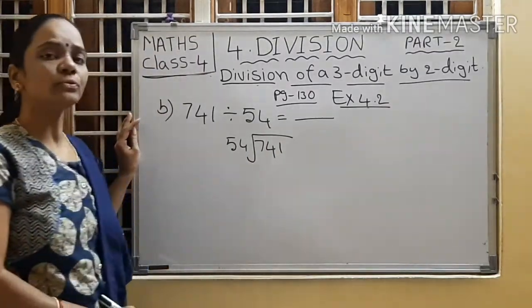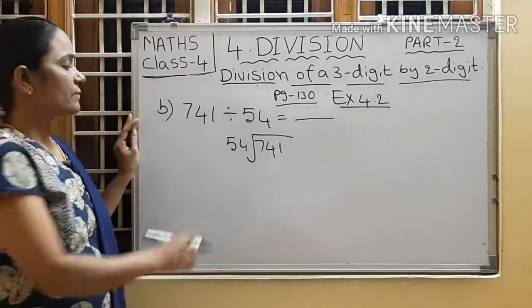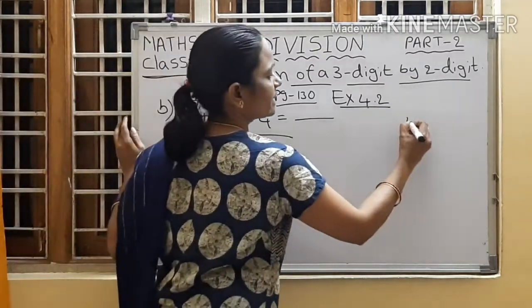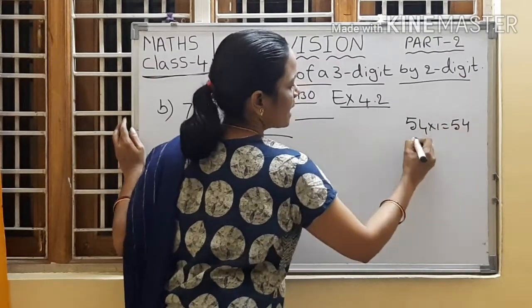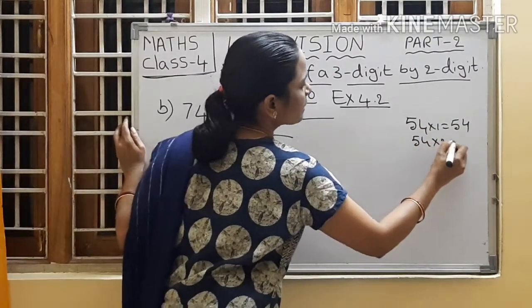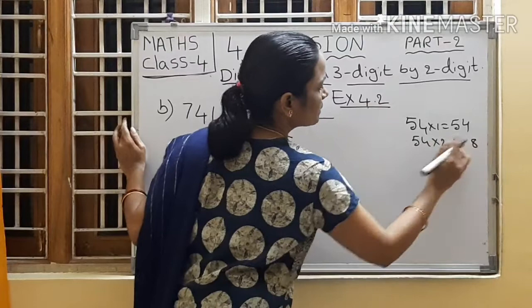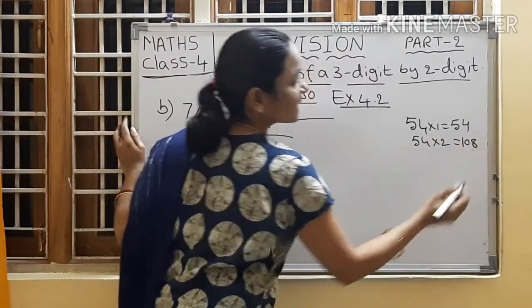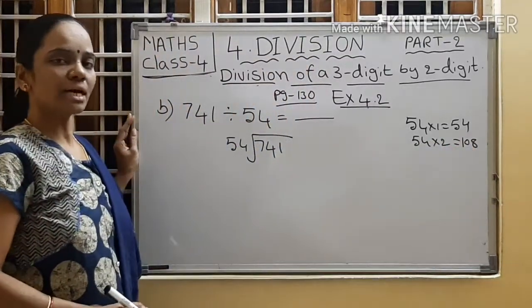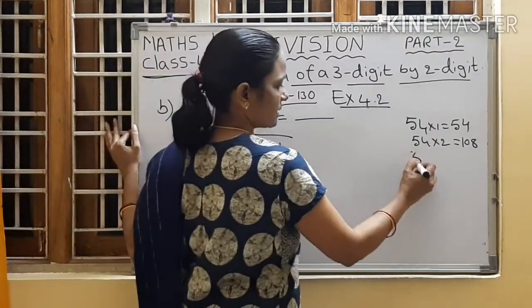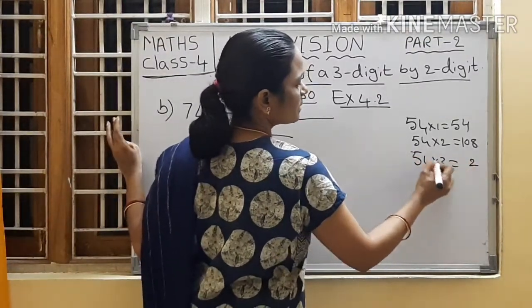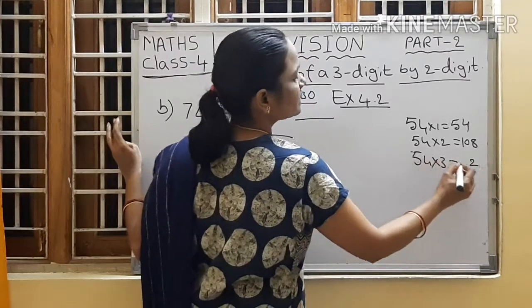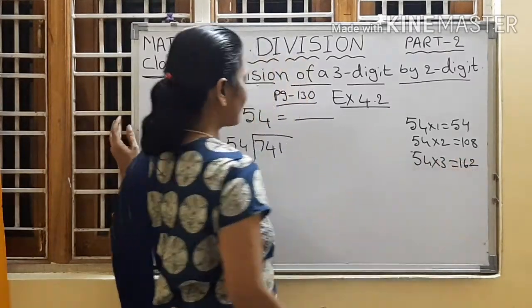So first, what do we have to do? Write down the 54 table. So better write down everyone. 54 ones are 54. 54 twos are how much? 2 fours are 8, 2 fives are 10, 108. 54 twos are 108. Next, 54 threes: 3 fours are 12, 3 fives are 15 plus 1 is 16. 162.